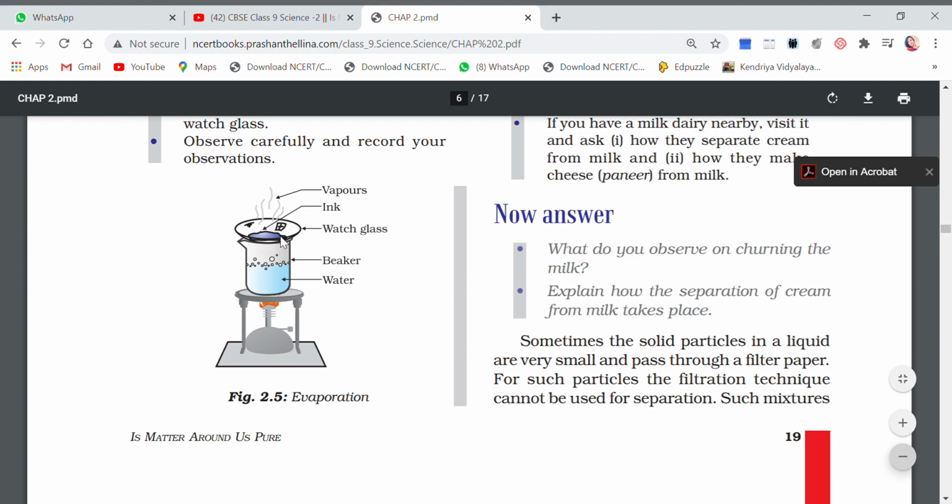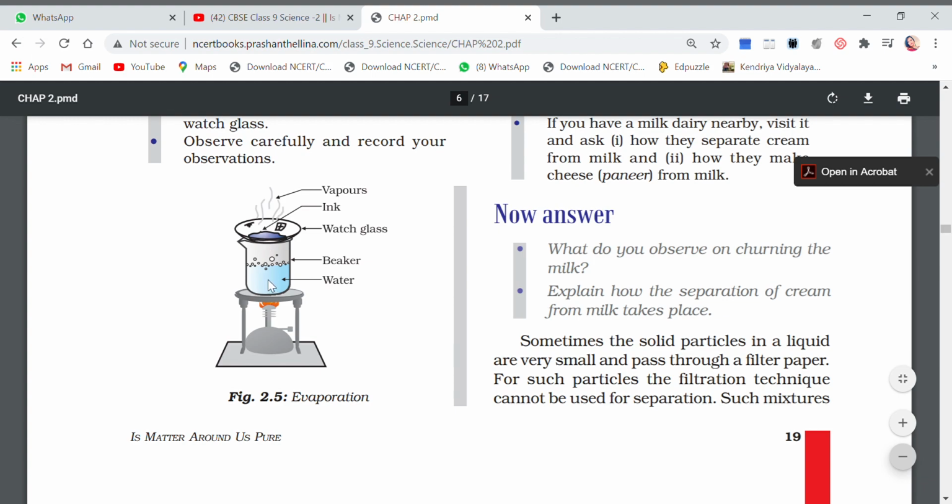Now what have I to do? I will put a water bath. This is called water bath. Okay, I will take a water bath. When I will provide heat, the water inside will get heated up. That water will boil and become vapors, and these vapors are now heating the ink in the watch glass. That means we are indirectly heating it.